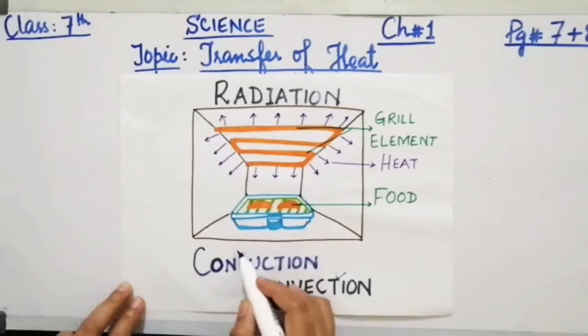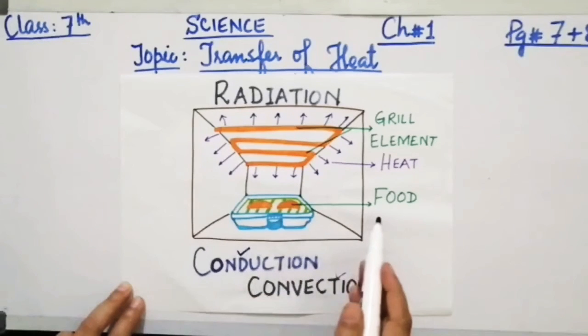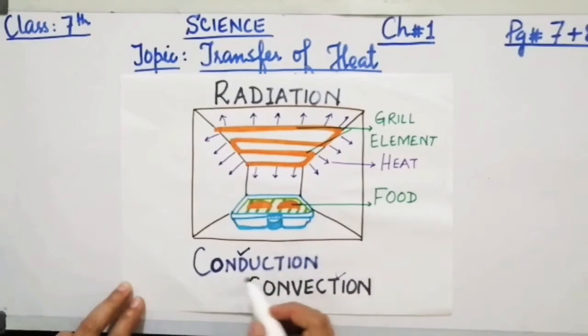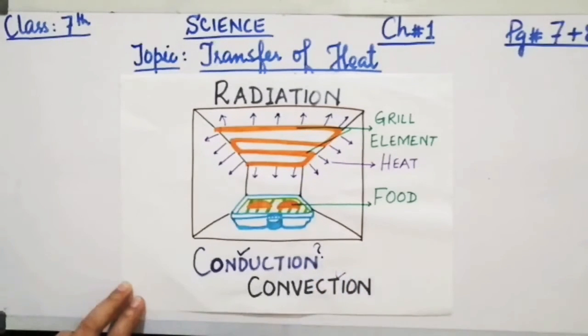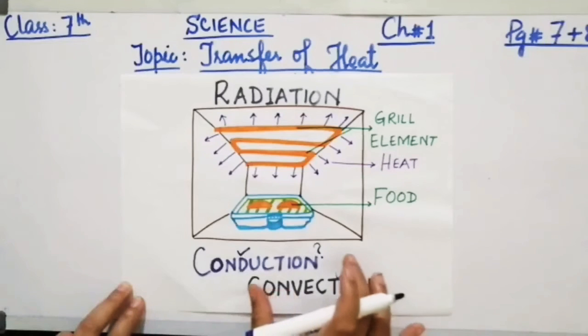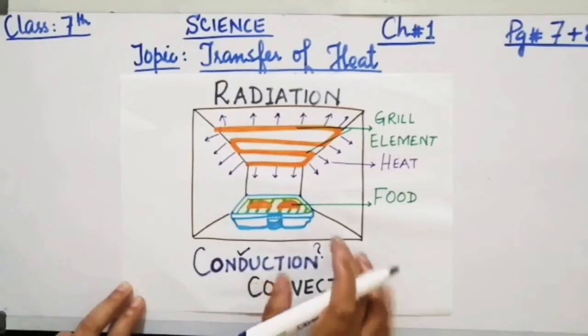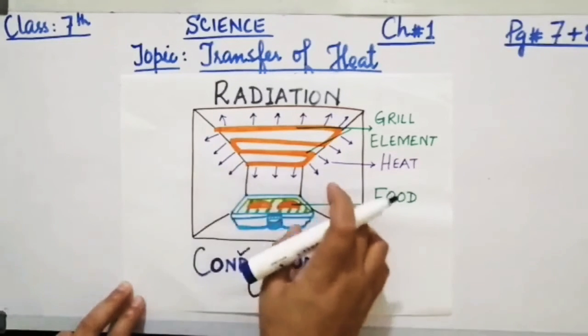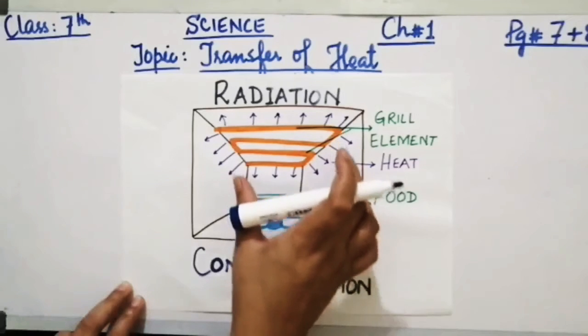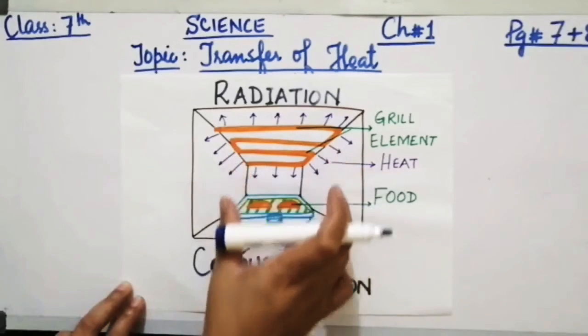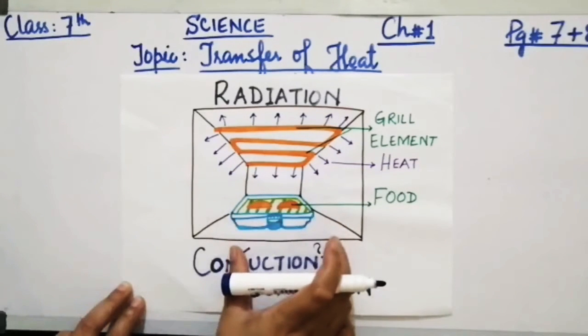What about conduction? Is food cooking due to conduction? No. It is also not possible. Why? Heat cannot be conducted to the food because air is present all around and it is a bad conductor of heat. So air is not supporting the heat energy to pass from the grill to the food.